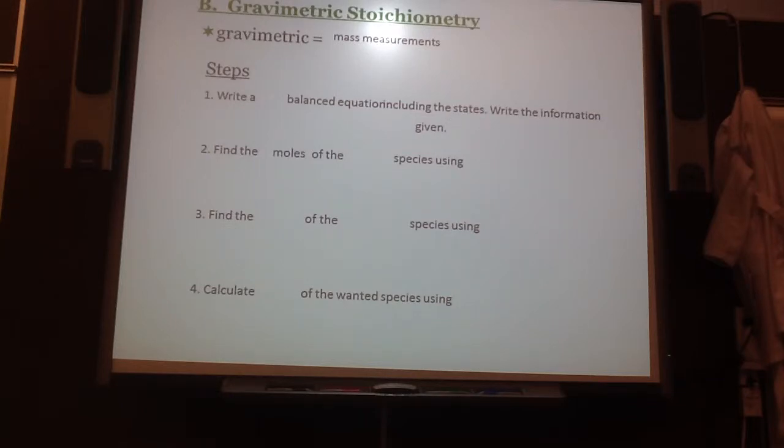Find the moles of the given species. And when it talks about species, it means like either the compound or the element. It's not like, is it a polar bear? Is it a grizzly bear? Is it a pizzly bear? You know, it's not like, okay? So you can use your n equals mass over molar mass to find that.